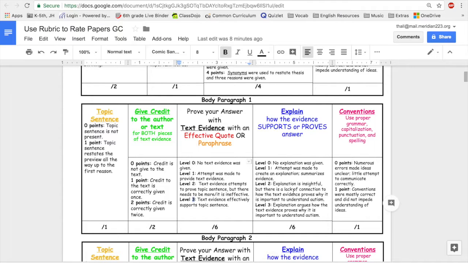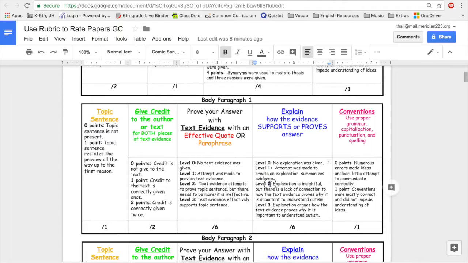Last thing we're going to talk about is explanations. These are the tough ones. Level 1 is they just attempted to provide an explanation. So this means they just put a blue sentence in. A lot of times people get a 1 because they summarize a text, so they just tell us what the text says, but they don't persuade us at all.